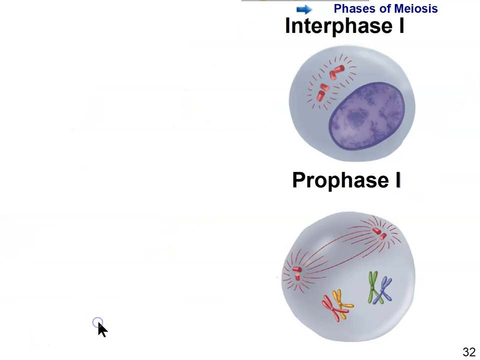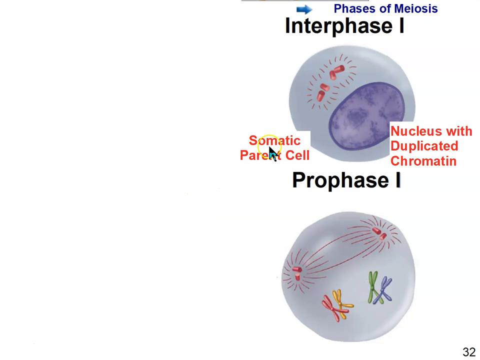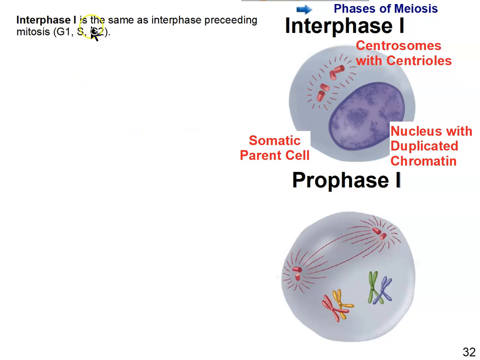So let's take a look at what's going on here in greater detail. Here we have diagrams representing interphase and prophase I. This is a somatic parent cell. This is the nucleus with duplicated chromatin, right? And we also have duplicated centrosomes, which have centrioles in them, because we're looking at an animal cell as our example here. So interphase I is the same as interphase preceding mitosis. In other words, we go through G1 and S and G2, and by the end of G2, everything is doubled. The DNA has doubled. If you recall, it gets doubled during the S phase, because S stands for synthesis of DNA, and we get double everything else.